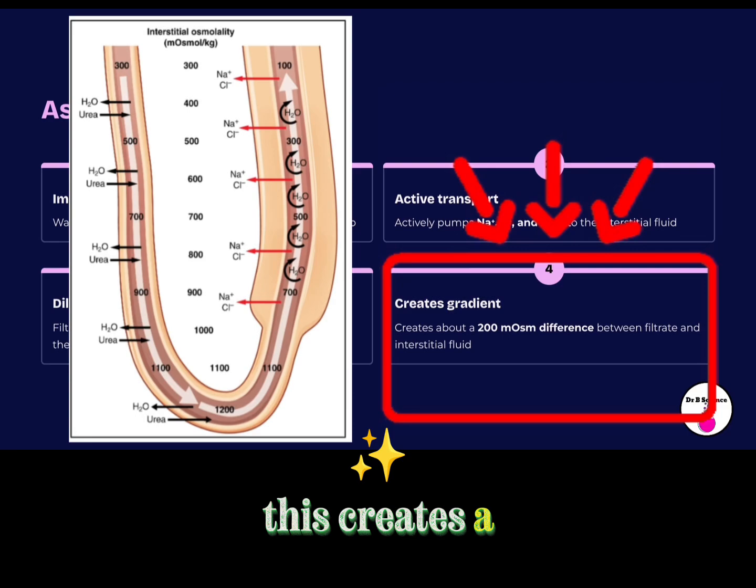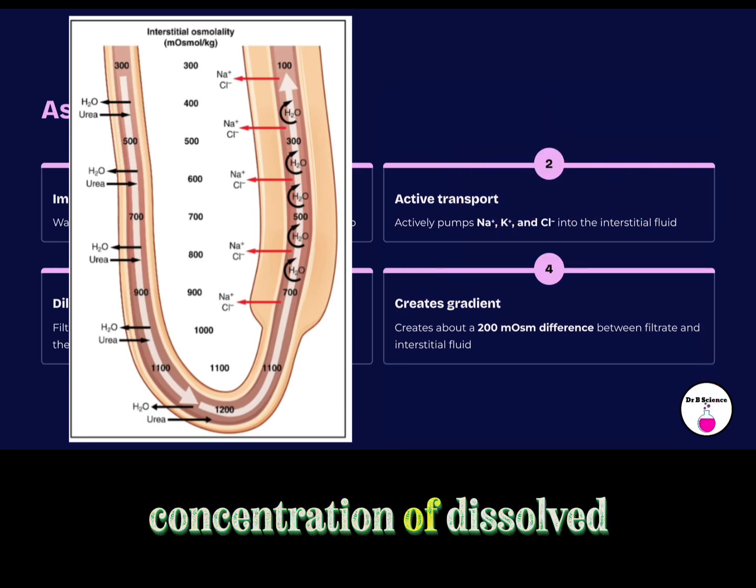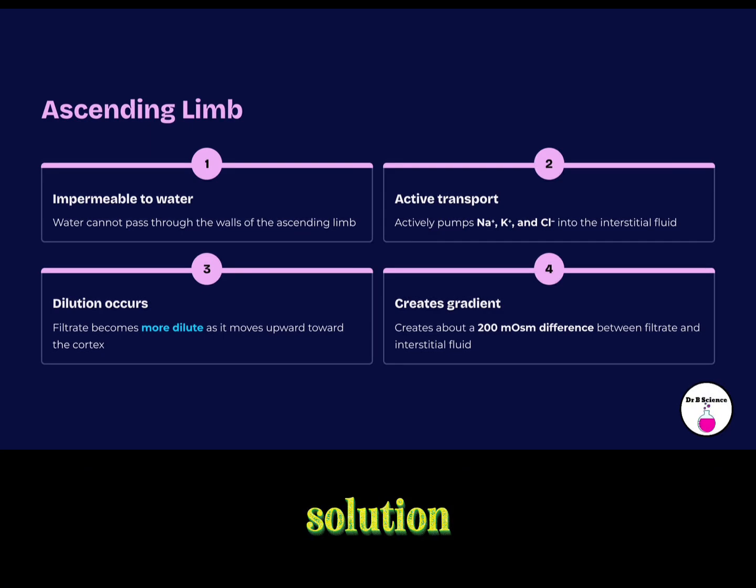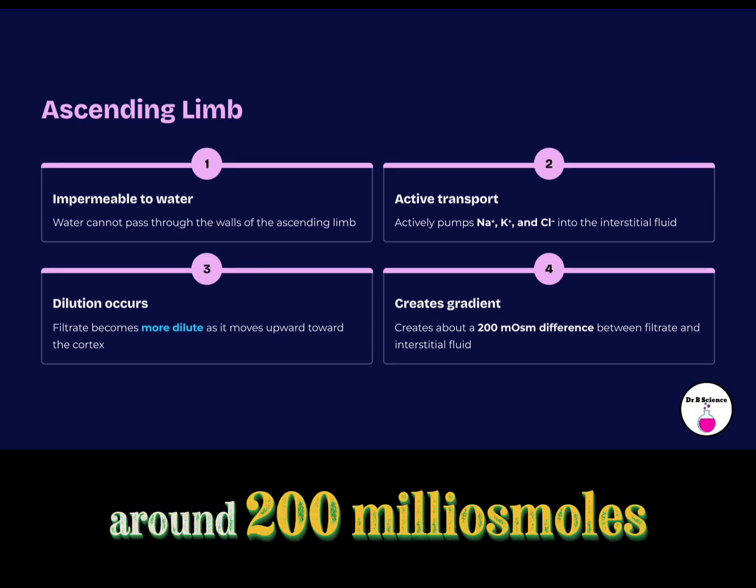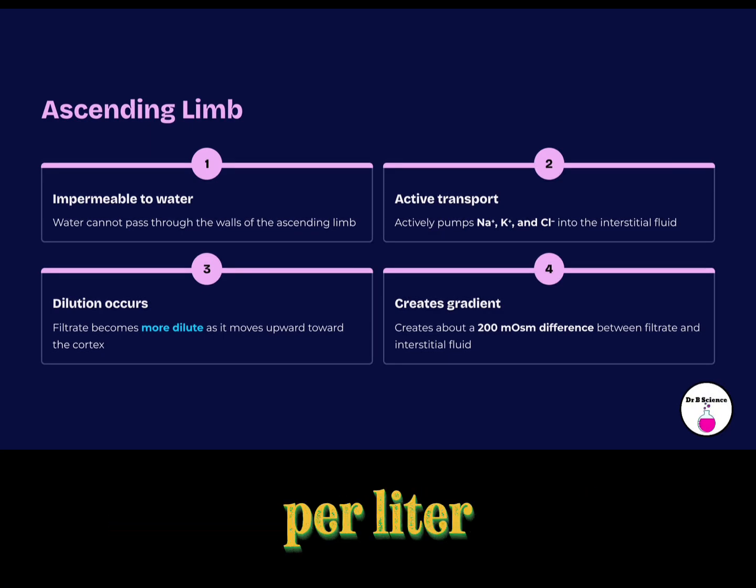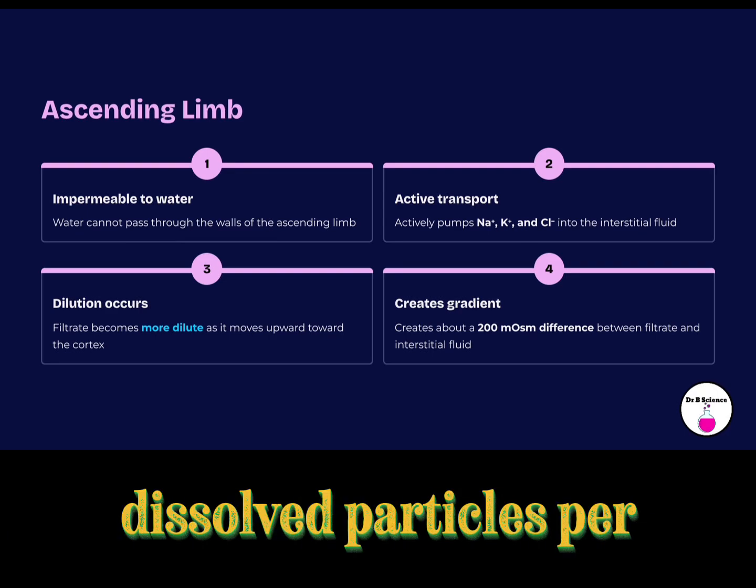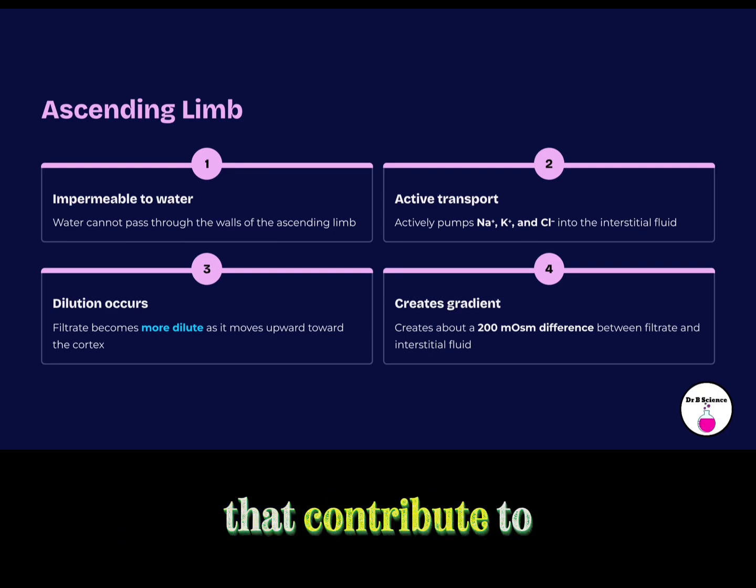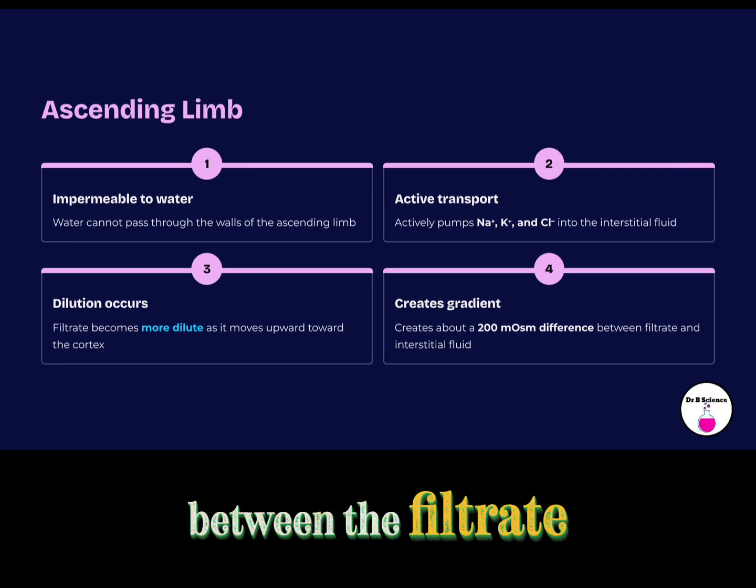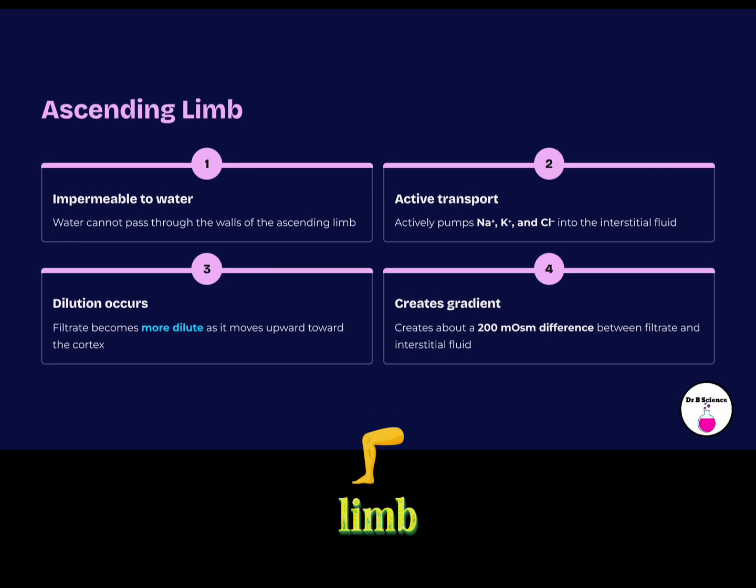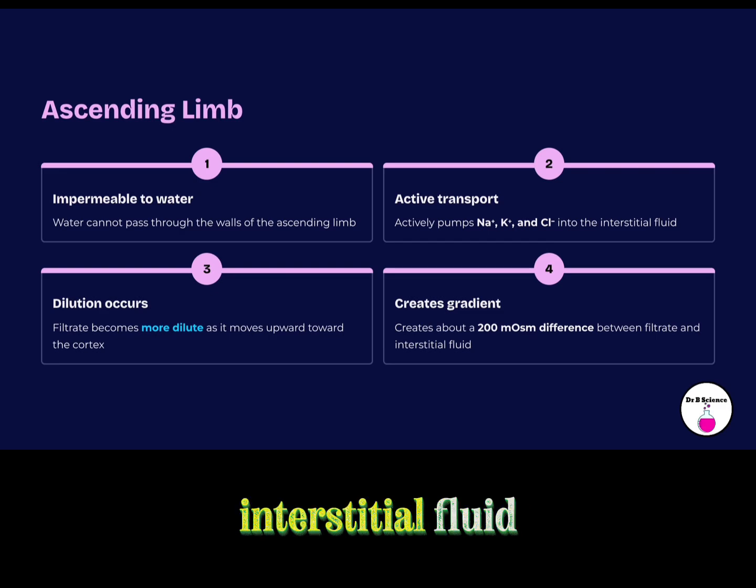This creates a difference in osmolarity, which is the concentration of dissolved particles in a solution. In this case, around 200 milliosmoles per liter, meaning the solution has about 200 dissolved particles per liter that contribute to osmotic pressure. This gradient occurs between the filtrate inside the ascending limb and the surrounding interstitial fluid.